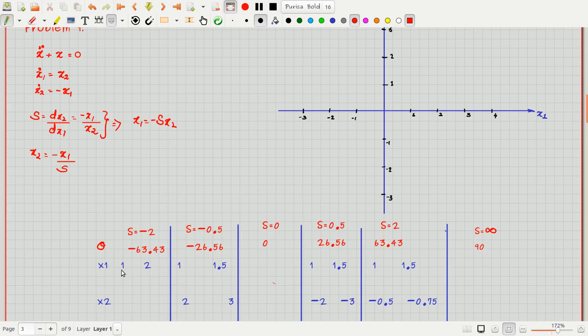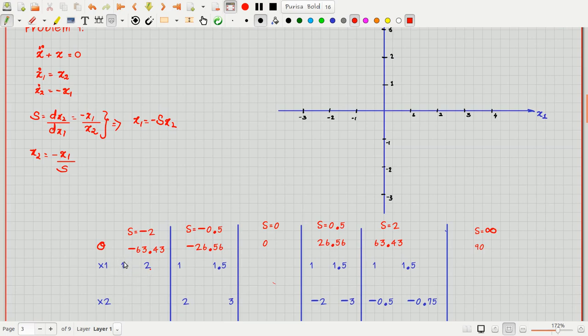So I have taken two different values of x1, 1 and 2. So when x1 is equal to 1 and s is equal to minus 2, what will be x2? This is an arbitrary point. I can choose x1 equal to 5, x1 equal to 1, anything I can choose. It's not necessary that it should be 1 and 2. So I've just arbitrarily chosen 2 points, x1 = 1 and 2, and I'm trying to find the values of x2 so that I can draw a line joining these 2 points.